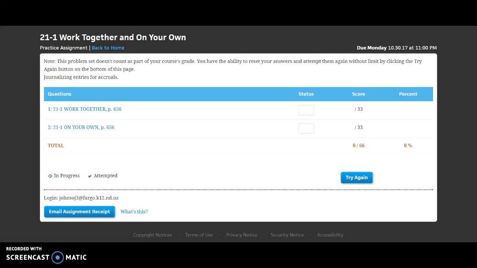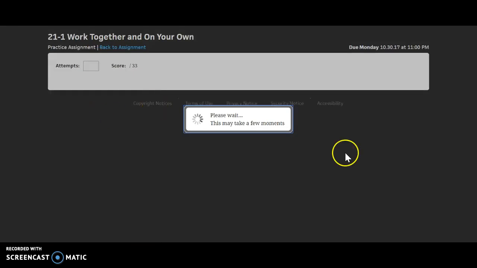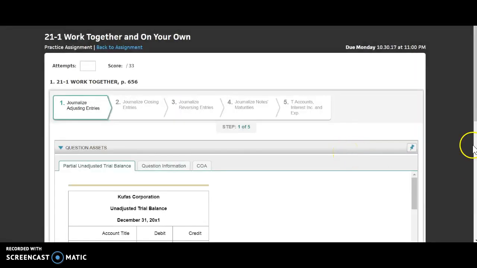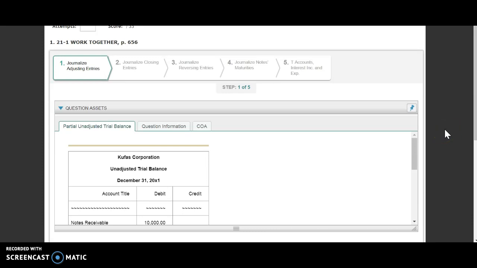21-1 work together. Now notice these work together on their own. These are big points, 33 points for each of those. They're big problems. Okay, so we have 5 steps.